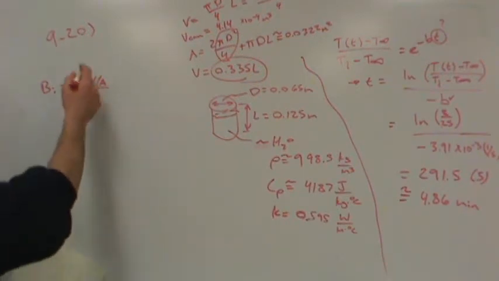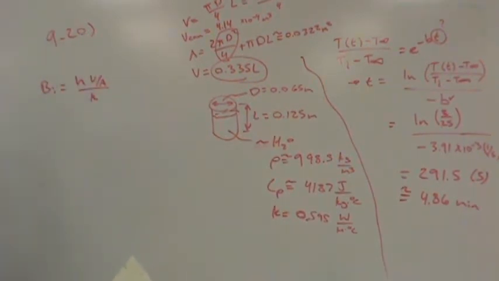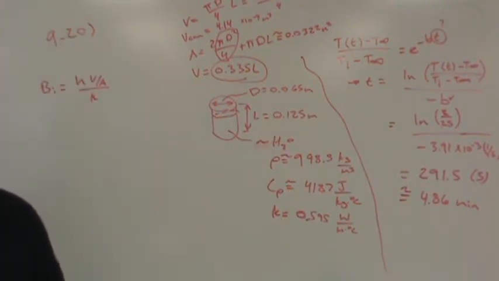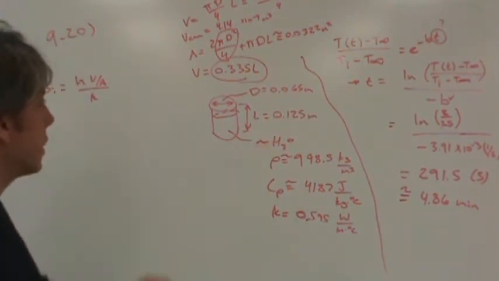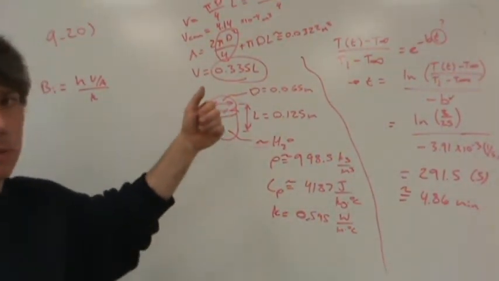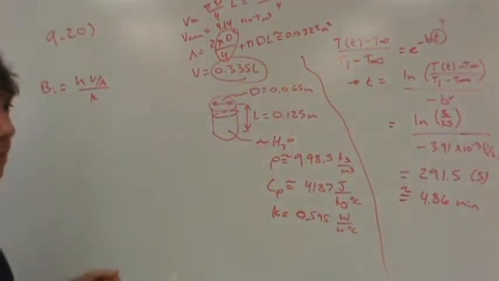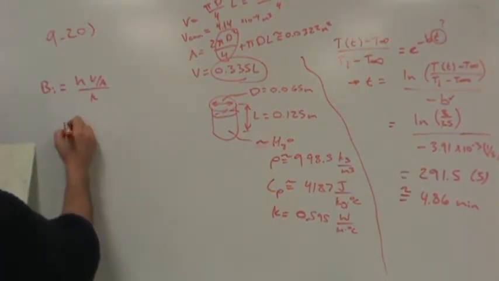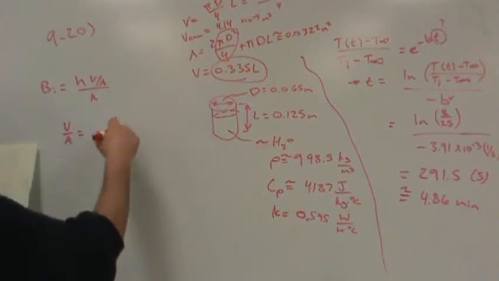Now, this V over A, what are we talking about? Well, we're talking about the difference in resistance of conduction versus convection. So this time what I'm going to use is the entire volume of the can, assuming that liquid is touching all the inside surfaces of the can. Okay? So if I do that, V over A, let's simplify it just a little bit.